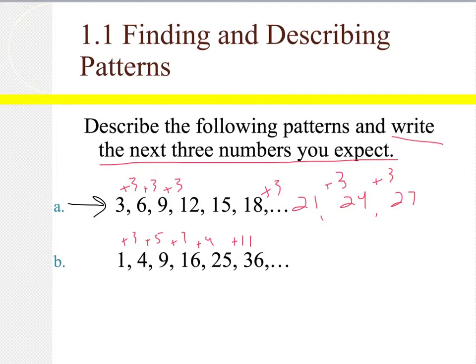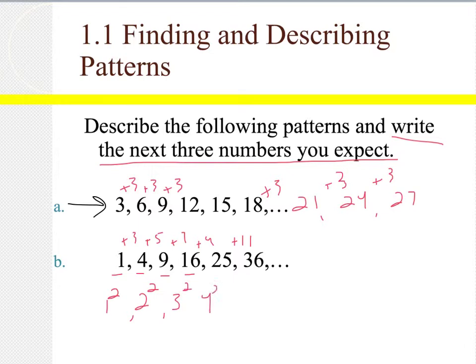Okay, but think of another way we could say that. That kind of sounds a little bit confusing. If I'm looking at these numbers, 1, 4, 9, 16, what do those all have in common? They're squares. I have 1 squared is 1, 2 squared is 4, 3 squared is 9.